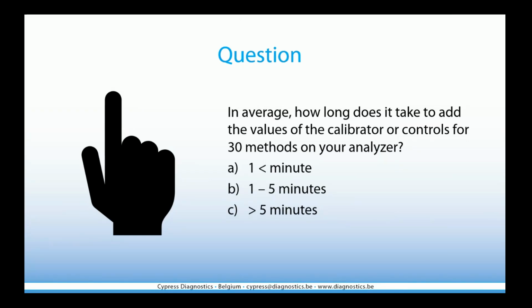So I have a question for you. On average, how long does it take to add the values of the calibrator or the controls for 30 methods in your analyzer? If you think that it's less than 1 minute, then you put A in the chat. If you think it's between 1 and 5 minutes, then you put B in the chat. If you think it's more than 5 minutes, then you put C in the chat. I invite you to send us your opinion on this.